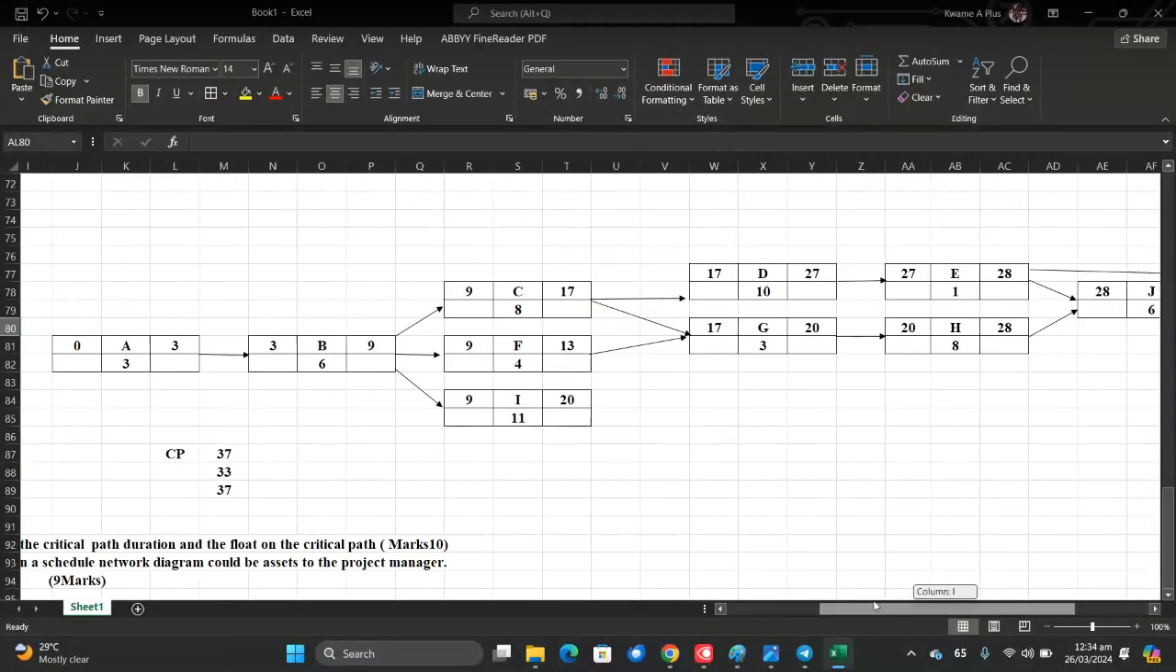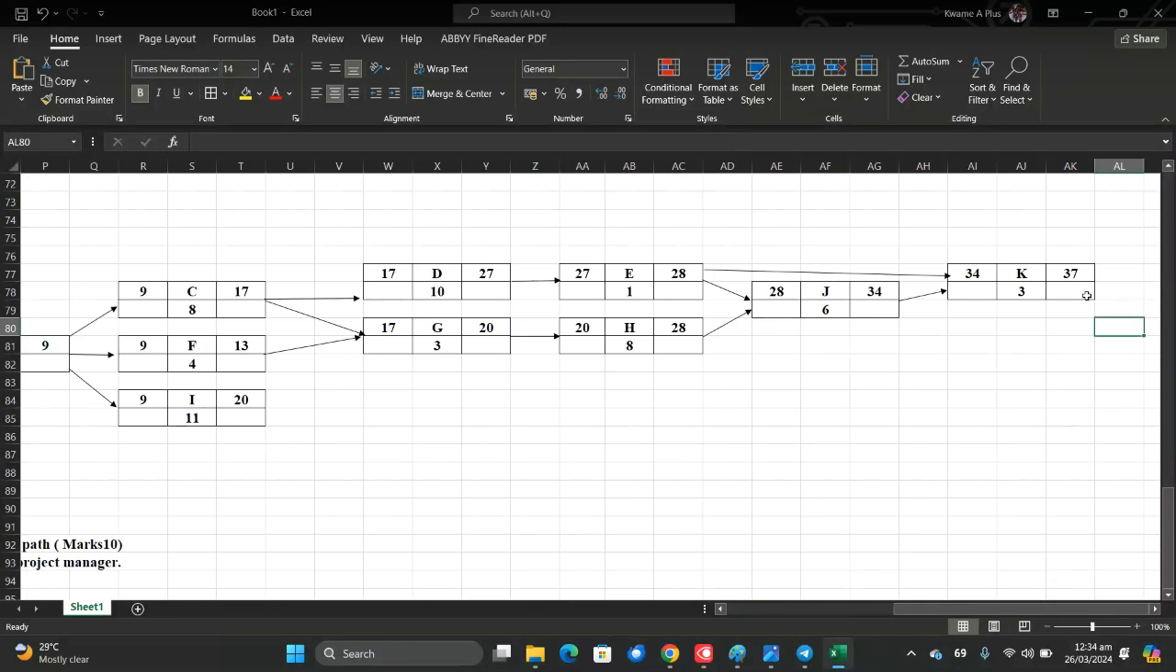So we've done the forward pass. Let's do the backward pass. Here becomes 37. 37 minus 3 is 34. And then here becomes 34. This 34 minus 6 is 28.